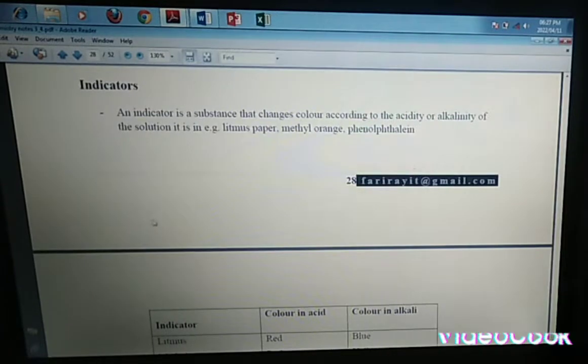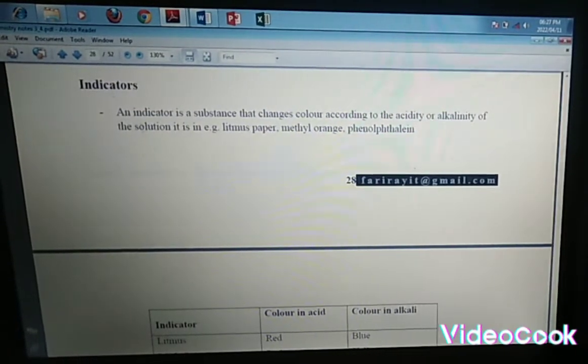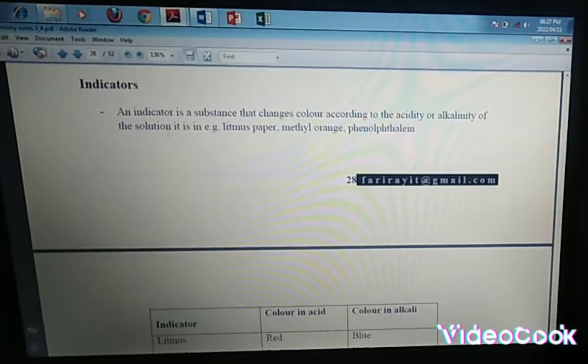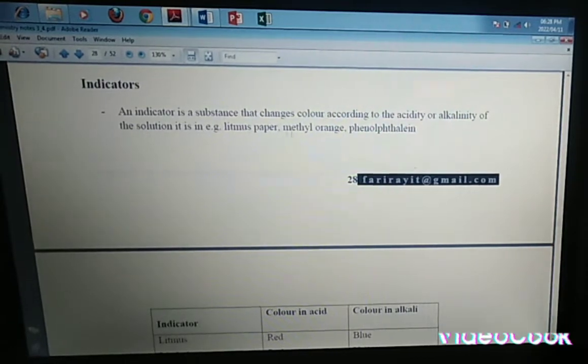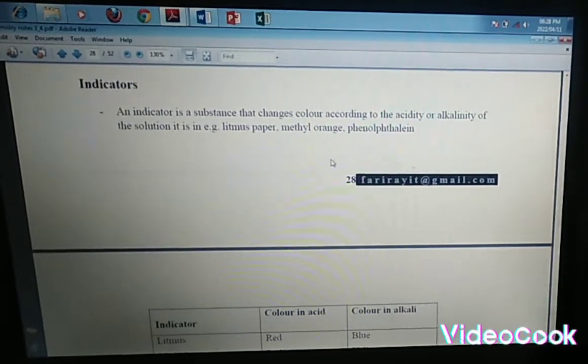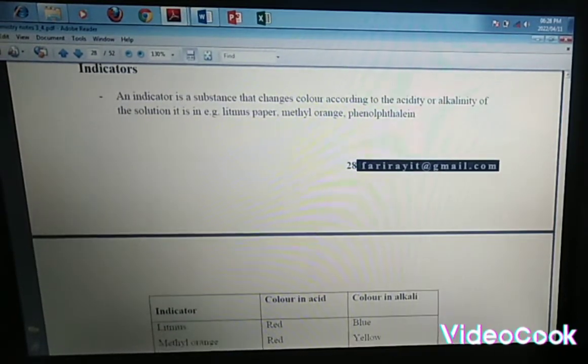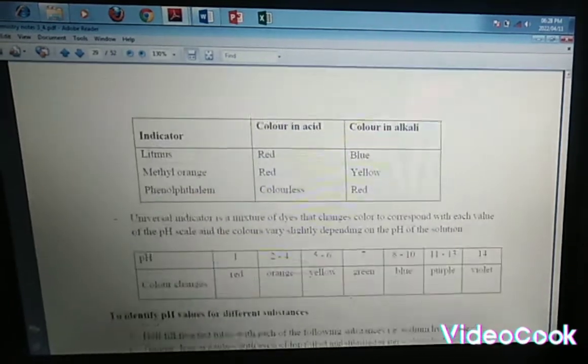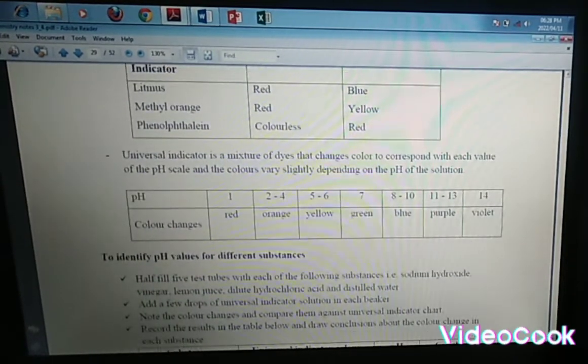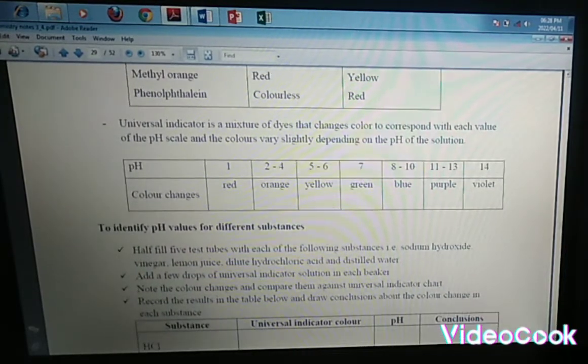We are continuing with our chemistry section, and today we are looking at indicators, where we are saying an indicator is just a substance that changes color according to the acidity or the alkalinity of a solution, right? In our previous videos, we looked at the litmus paper, the methyl orange, and the phenolphthalein. And today I want us to have a look at the universal indicator.